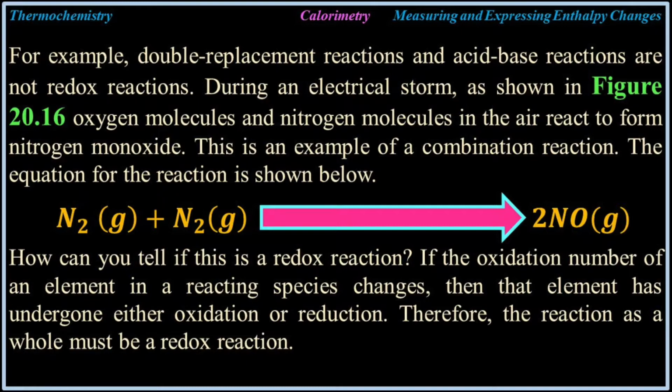How can you tell if this is a redox reaction? If the oxidation number of an element in the reacting species changes, then the element has undergone either oxidation or reduction. Therefore, the reaction as a whole must be a redox reaction.